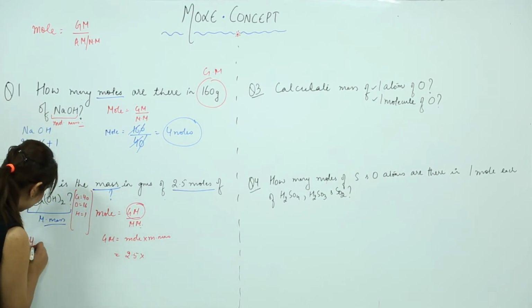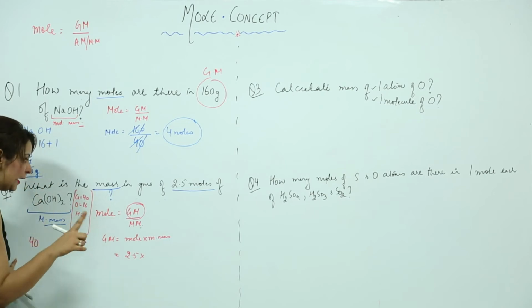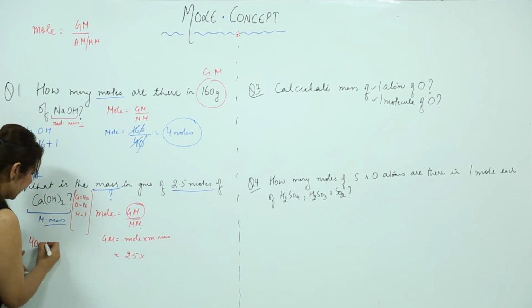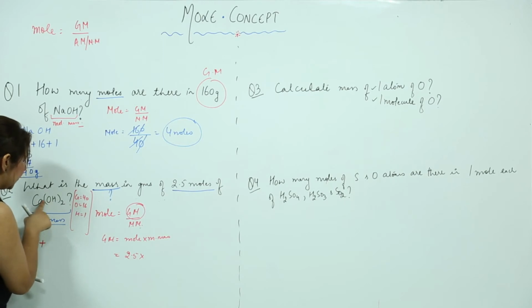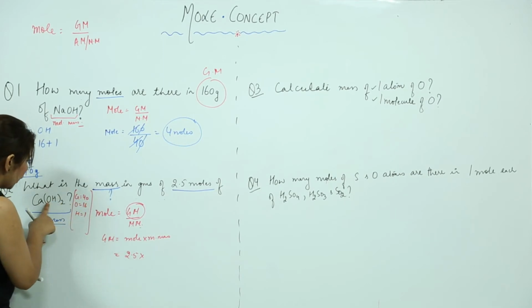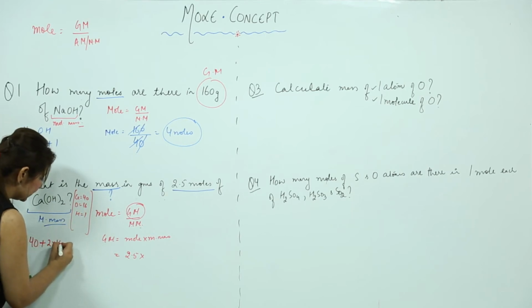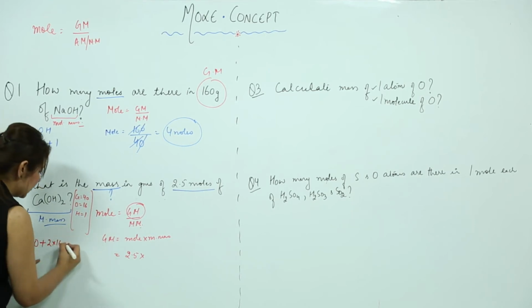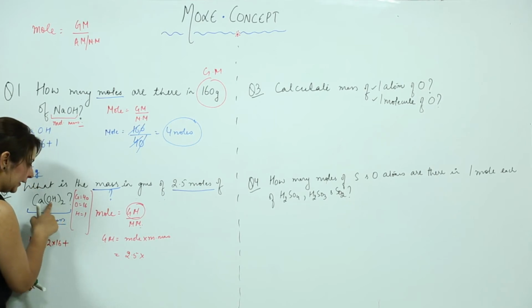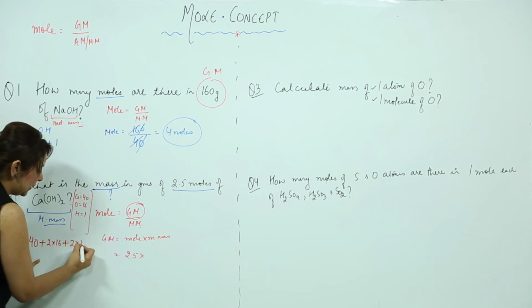So we have 40, because there is one atom, so the mass of one atom of calcium is 40, plus, because Ca and O are two different atoms, how many O? 2. Mass of one O is 16, so mass of 2 O is 2 into 16. Again plus, how many hydrogens do we have? Again 2, and mass of one hydrogen is 1.